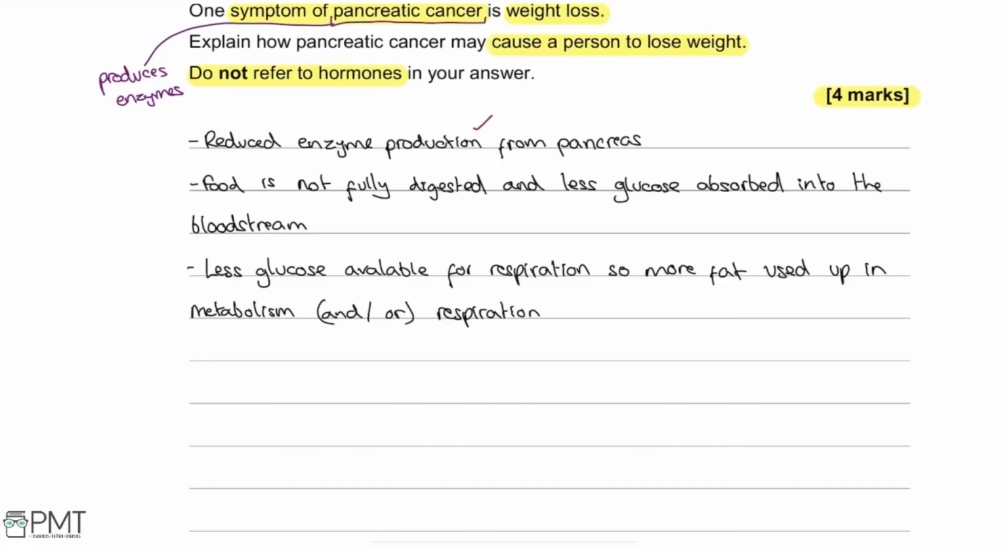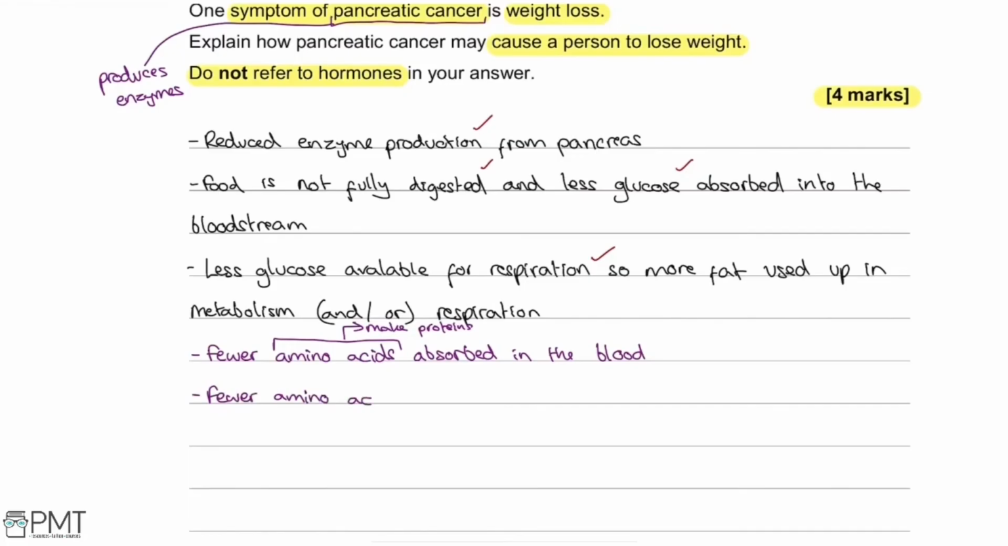Now we've actually made our 4 relevant points. Each red tick is a relevant point that can get you a mark. However, there are some alternatives that you can give here. So in the examples so far, we've talked about the effects of less glucose being absorbed. But you can also talk about the amino acids. So amino acids are the smaller subunits that make up proteins. You might state that fewer amino acids are being absorbed into the blood and fewer amino acids are being made into proteins for growth and repair. That's another reason a person might be losing weight.